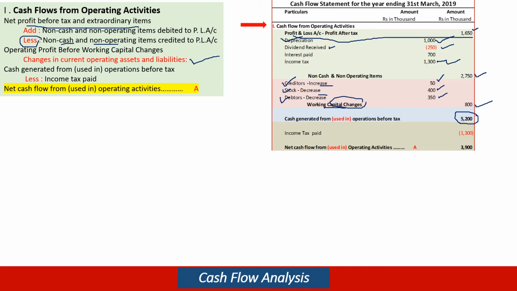Therefore, it is only a matter of presentation. We add it back here and at the end we pay it out. There is no accounting implication. It is only a matter of presentation because income tax is paid out of cash generated. 1,300, just an example. And that way we receive net cash from or used in. When it is positive, it is net cash flow into the company. When it is negative, it is used in operating activities.